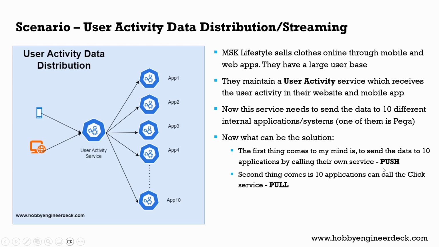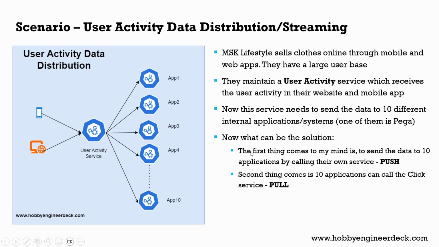This can be called a push mechanism, wherein whenever the user activity service receives data from the mobile app or web app, it pushes the data to all 10 applications by calling their own services. The second thing that comes to my mind is that the 10 applications can call the click service, I mean the user activity service.